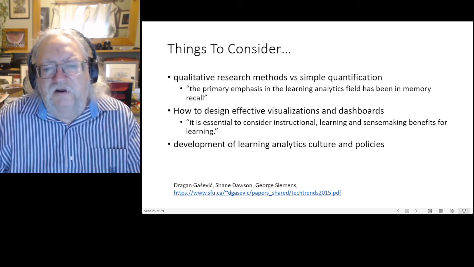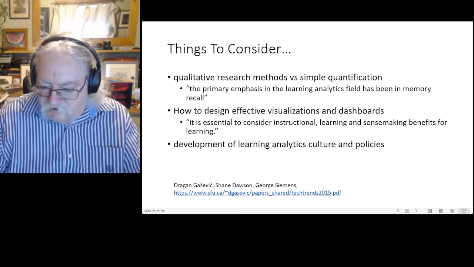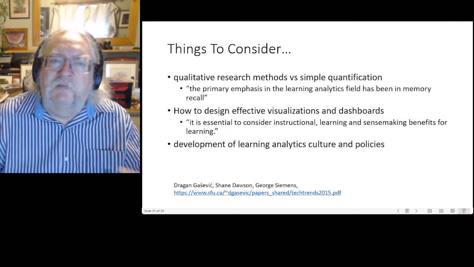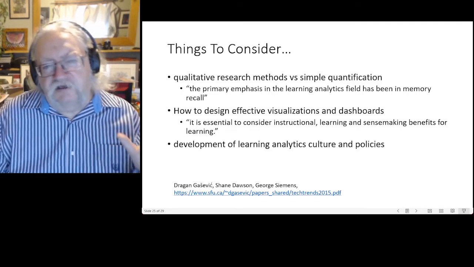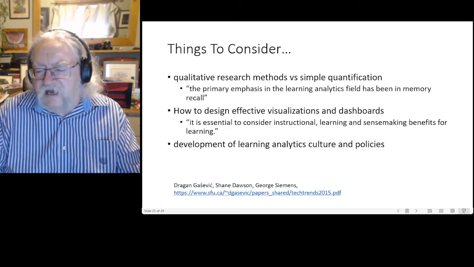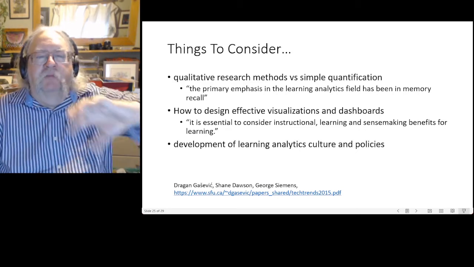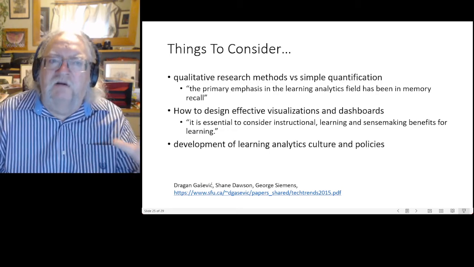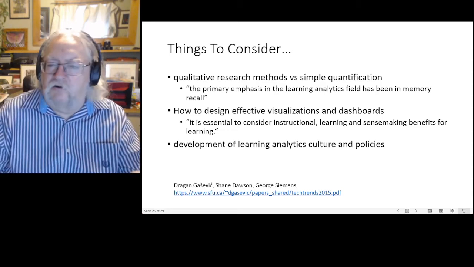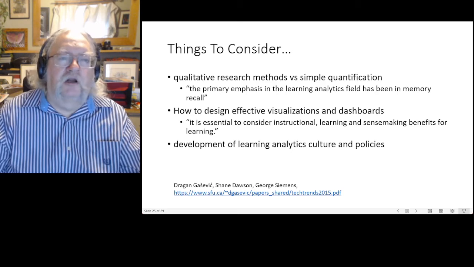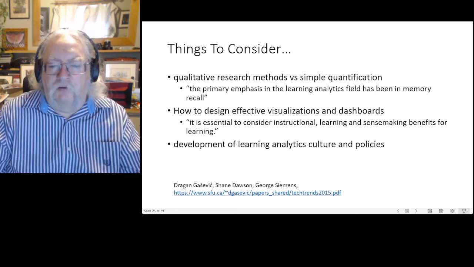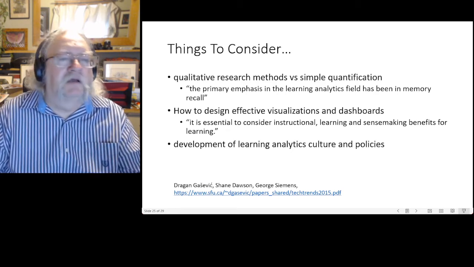And a learning analytics culture and learning analytics policy doesn't mean everybody gets on board with the learning analytics train. It means that learning analytics exists in this environment, and it's one of the things that characterizes this environment, much like walls, ceilings, a power system, plumbing, and the rest.